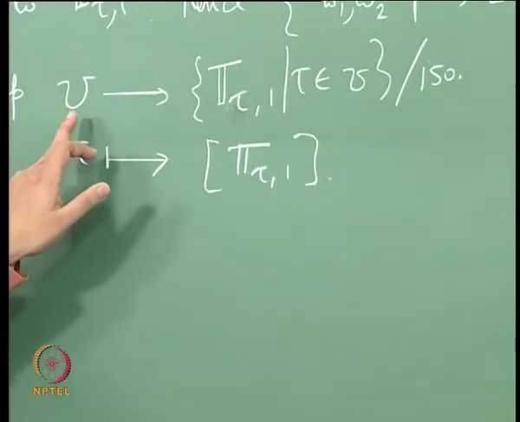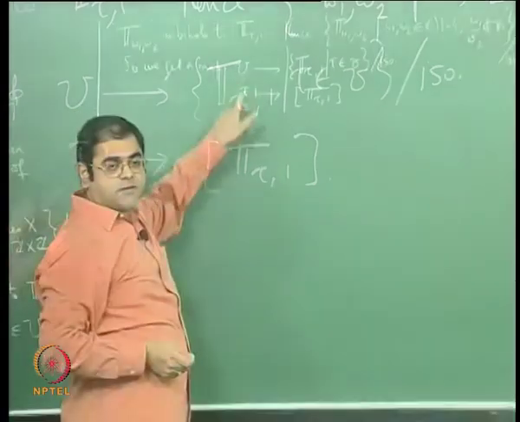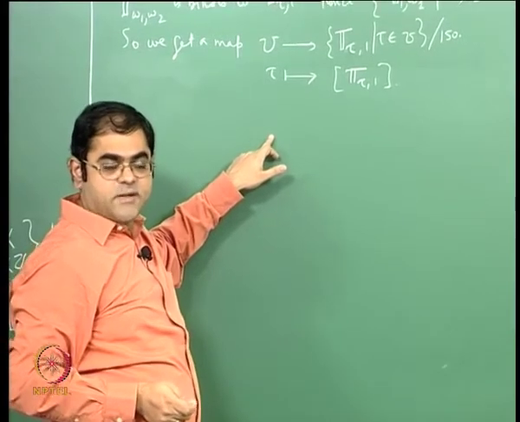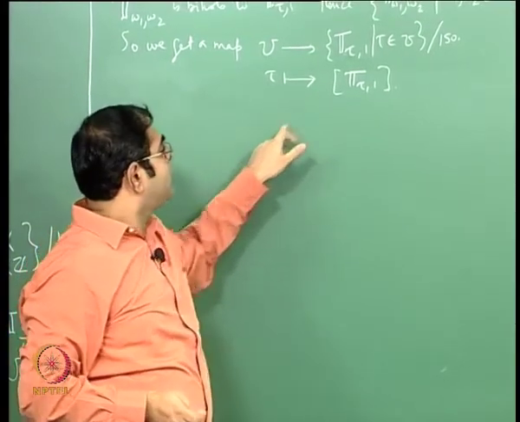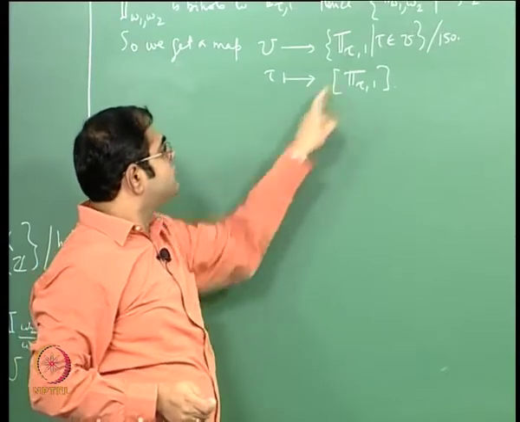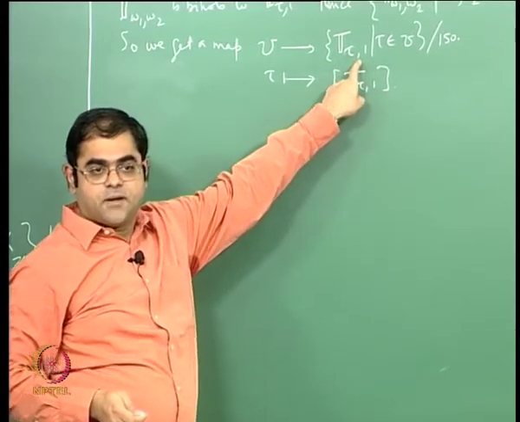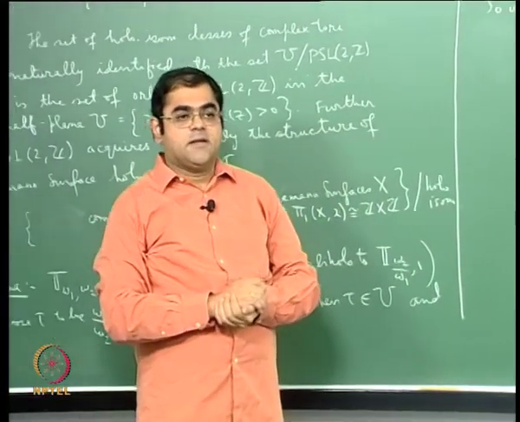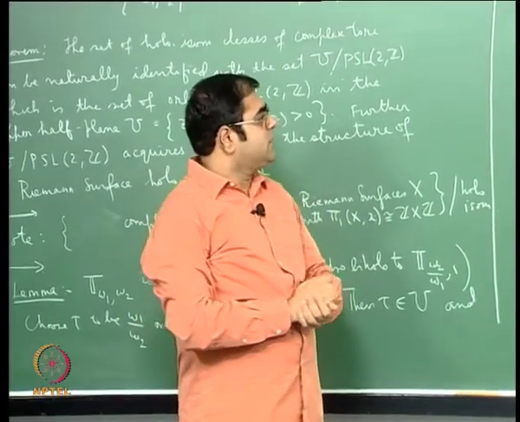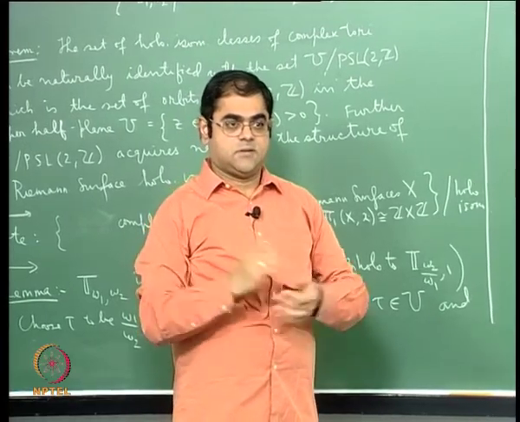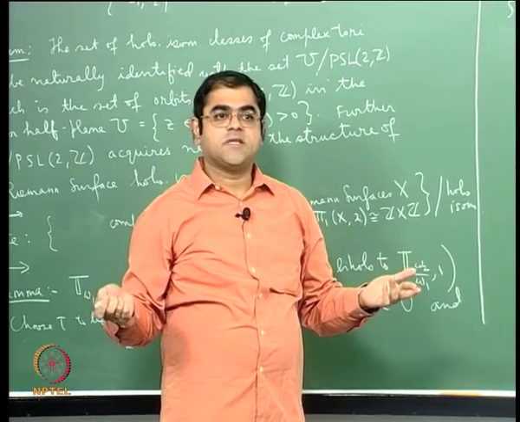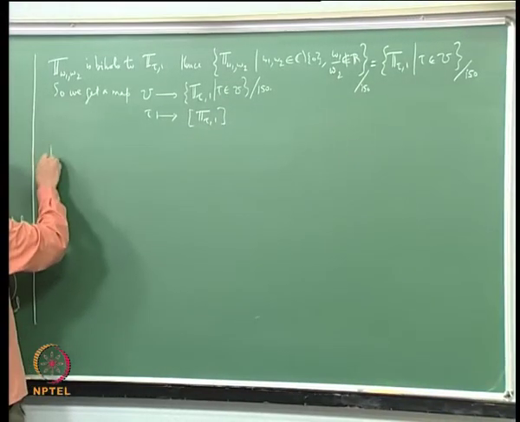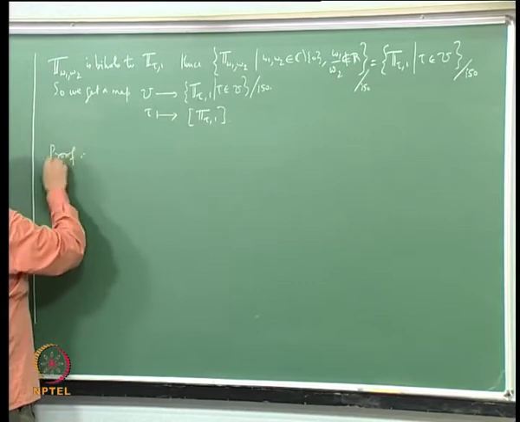We are just trying to prove that this map factors to the quotient U mod PSL2Z, which is the orbits of PSL2Z in U, and that when it factors, it gives rise to a bijective map with this. That will tell you that the set of isomorphism classes of complex tori is naturally identifiable with the orbits of PSL2Z on the upper half plane, okay. So let's give the proof of the lemma. This is pretty easy to prove.